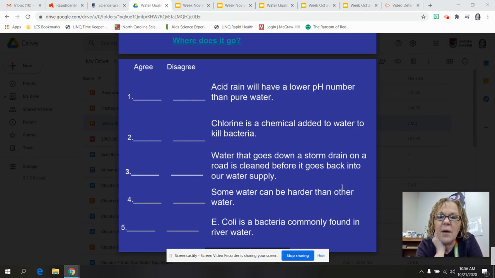Number 4, some water can be harder than other water. That is true. Those calcium and magnesium deposits, most often found in groundwater, can make water harder. That's the water hardness. And number 5, E. coli is a bacteria commonly found in river water. Yes, it can be commonly found in river water because a lot of it does come from runoff, because it comes from waste, animal waste. I won't say poo anymore. Poop. Okay, anyway, I said it.